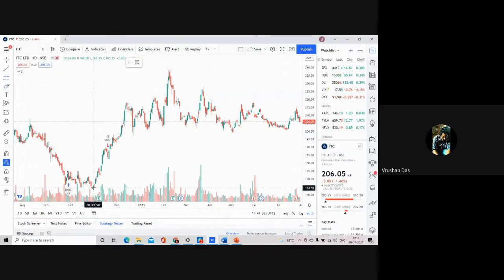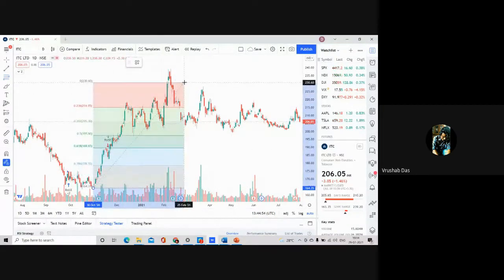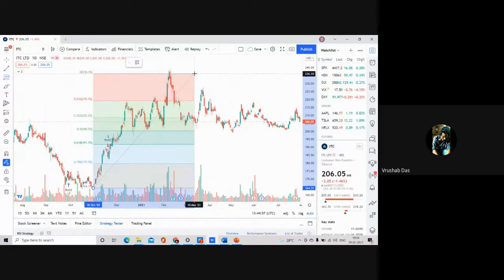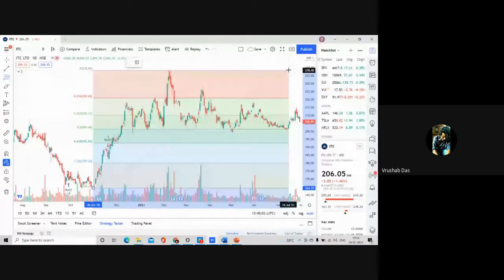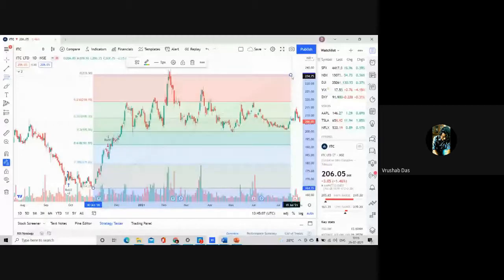So from this low, from the real body, you have to first draw from the real body. This is the green candle: from the low, extend it to the higher point of the real body, not on the lower or upper shadows, only the body. This is how you can draw the retracement level for the Fibonacci retracement.